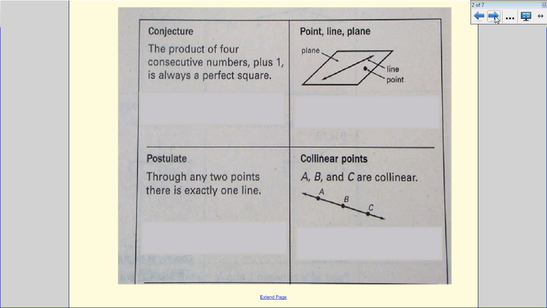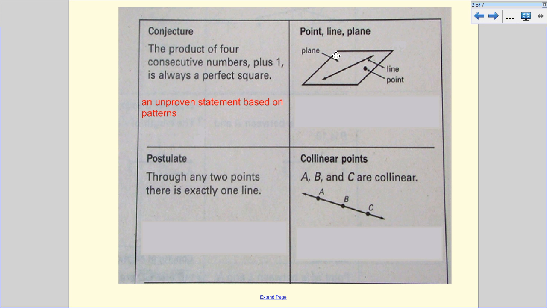So conjecture, what you will need to write down is the product of 4 consecutive numbers plus 1 is always a perfect square. So I wanted you to give an example of a conjecture. You could look throughout lesson 1.2 and find those. But when I look at our definition of conjecture, it's an unproven statement based on patterns. That's what we said a conjecture was going to be. So we haven't proven anything. We're just going to look for patterns and decide what our guess should be.